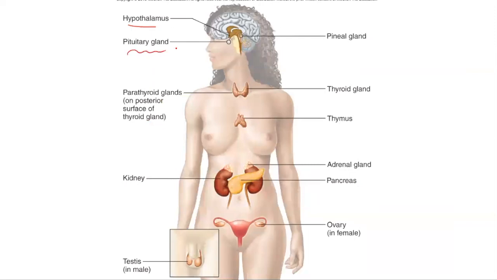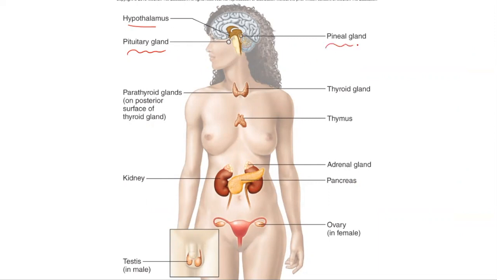The pituitary gland is super important too. The pituitary gland is placed right below the hypothalamus. We will talk about this in more detail, including what hormones are produced by the hypothalamus and how that affects the function of the pituitary gland.